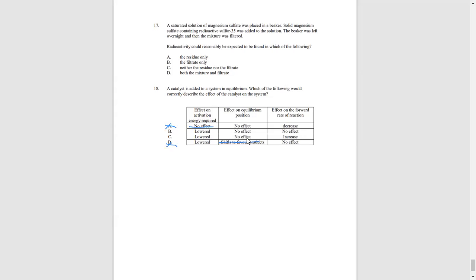However, it does not have an effect on the equilibrium. And the reason for that is not because it doesn't increase the forward rate of reaction. It does, but it also increases the rate of the reverse reaction. So the catalyst will increase R1 and R2 equally so that they still are equal. And because the rates are still equal, then there is no effect on the equilibrium position.